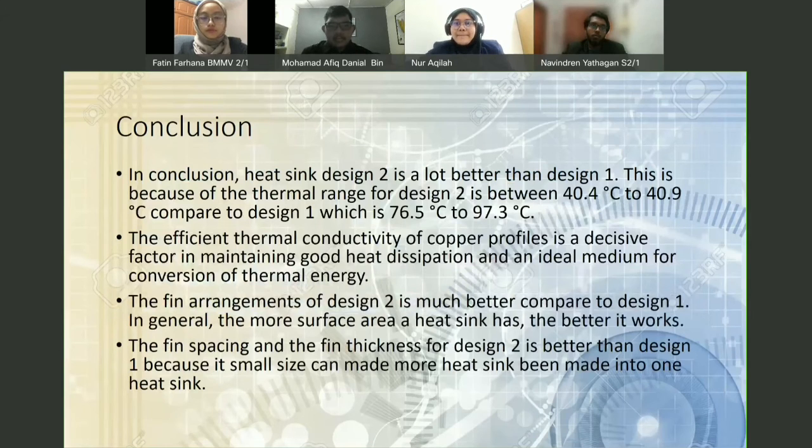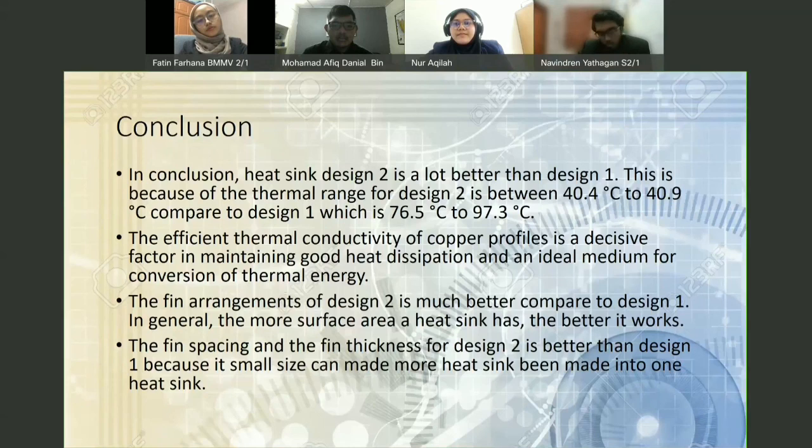Thank you, AQILAH. I will explain about the conclusion. In conclusion, heatsink design 2 is a lot better than design 1. This is because the thermal range for design 2 is between 40.4 degrees Celsius to 40.9 degrees Celsius compared to design 1, which is 76.5 degrees Celsius to 97.3 degrees Celsius. The efficient thermal conductivity of the copper profile is a decisive factor in maintaining good heat dissipation and an ideal medium for conversion of thermal energy. The fin arrangement for design 2 is much better compared to design 1.